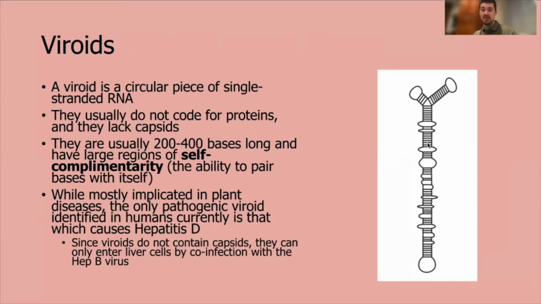So it's not completely paired with itself, and there are some regions over here and over here, obviously, where they're not complementary. That's basically what a viroid looks like. They're mostly implicated in plant diseases. I think only recently one pathogenic viroid was identified in humans, and it's the one that causes hepatitis D. Viroids don't contain capsids and they don't really code for proteins, so they're not competent in replicating themselves. They basically have to piggyback off of other viruses. Hepatitis D, for example, can only enter liver cells by co-infection with hepatitis B. So it will enter the hepatitis B capsid and then use hepatitis B to reproduce itself.